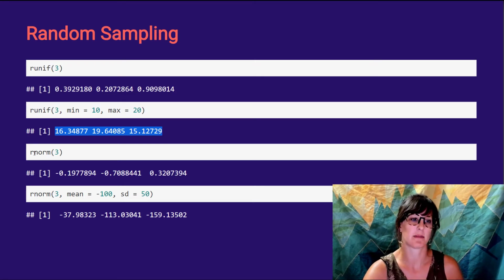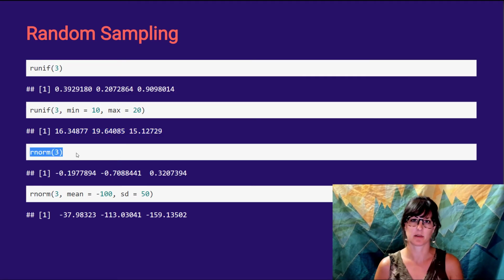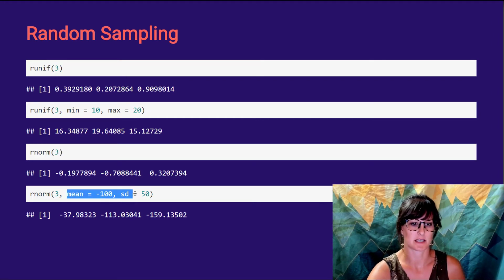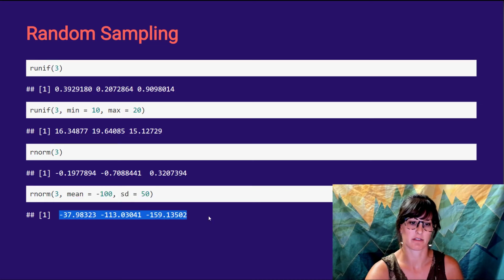And similarly, maybe I want 3 normal random variable values. For those that are familiar, the normal distribution needs to know the mean, the center, and the standard deviation, how fat is that bell curve. And so there are default values. Again, there's 0 and 1. But of course, we can specify our own. We can sample from a very different shape of that bell curve and get very different values.